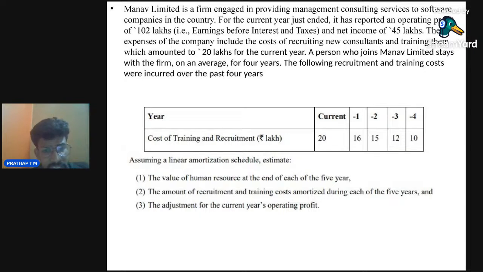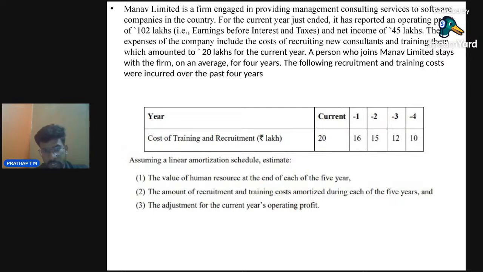The adjustment for the current year is to the current year's operating profit. You have to adjust it with your current year profit, which is 1 crore 2 lakh rupees. So how do we determine the value? This is the window which helps us determine the value. You have to put the year, the capitalization amount, and the annual amortization value. For calculation purposes we go in descending order: the fourth year, third year, second year and first year.